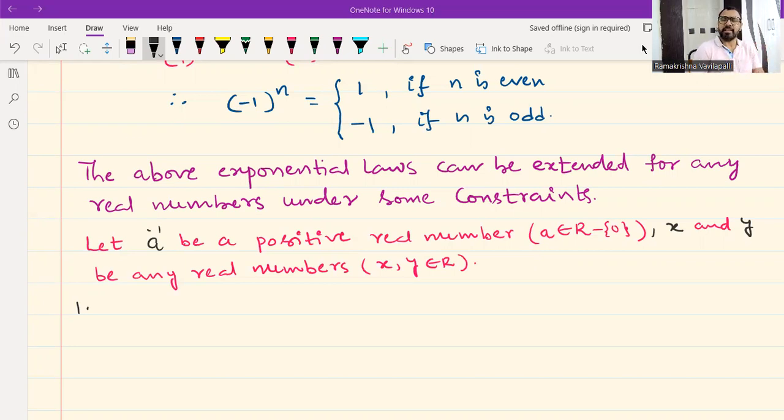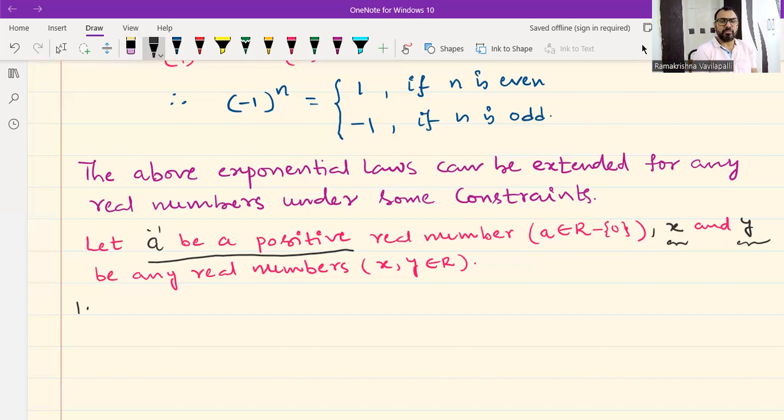Now what happens if the exponents are real numbers? Real numbers include integers, rational numbers, irrational numbers. Means you can have the power 3 by 2, -2, -3, -3 by 4, or you can have the power root 2, root 3, root 5, etc. So here a is a positive real number. When we are explaining in terms of any real numbers, you must take care that a must be a positive real number.